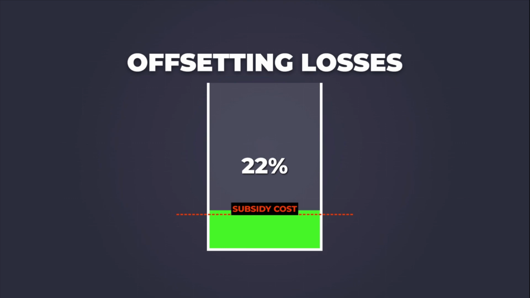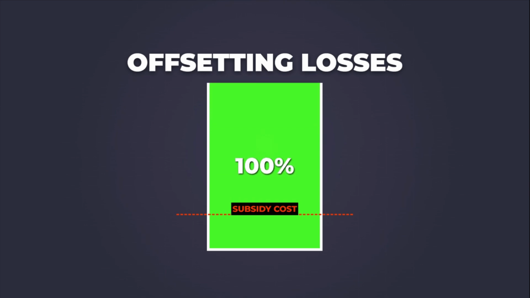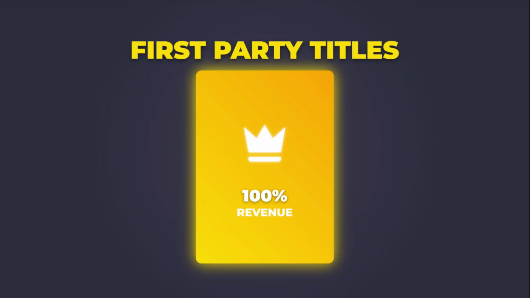This revenue stream is high margin because the cost of goods sold for the platform holder is near zero, especially for digital sales. The cumulative effect of millions of game sales quickly offsets the initial hardware subsidy. This royalty structure is the financial bedrock of the loss leader strategy, ensuring that every successful third-party title contributes directly to the platform holder's bottom line.